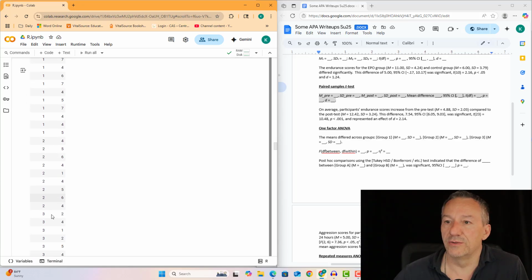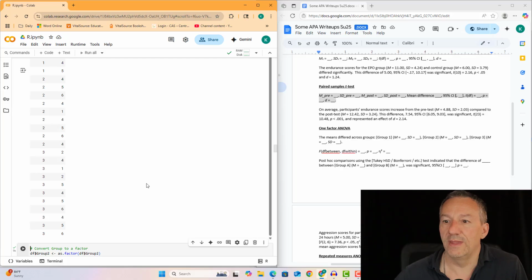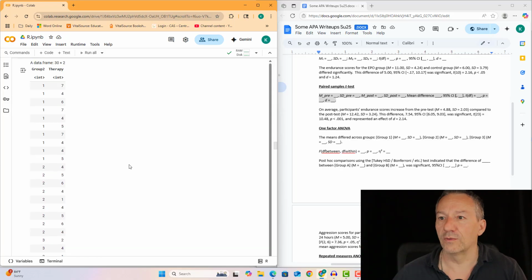So group 1, 2, and 3. They did different types of therapy. I don't remember what it was. Maybe there's a control group, maybe there's CBT, and maybe there's exercise, or whatever it is. Let's say we're doing mild depression. And then the therapy score is whatever they were measuring, depression or anxiety, where they're at after this therapy.